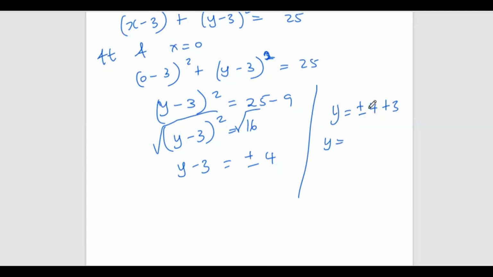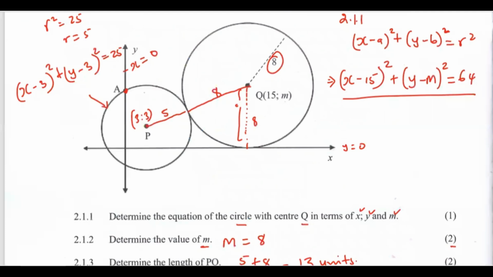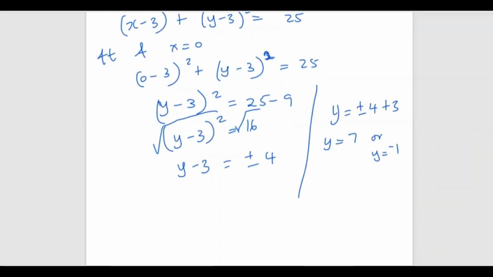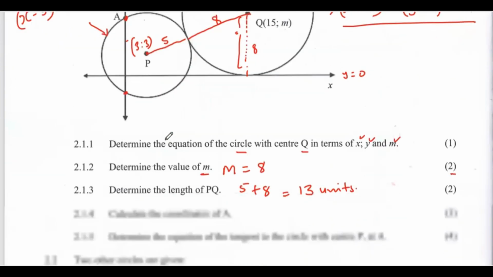So the first y is either 4 plus 3, which is 7, or -4 plus 3, which is -1. Now, the question wants the coordinates of A. Since we have two values, you can see that the smaller circle is meeting the y-axis at two points. So now we need to choose selectively, or be very logical. I'm going to say that my A is going to be (0; 7), since 7 is on the positive side. Okay, that is done.